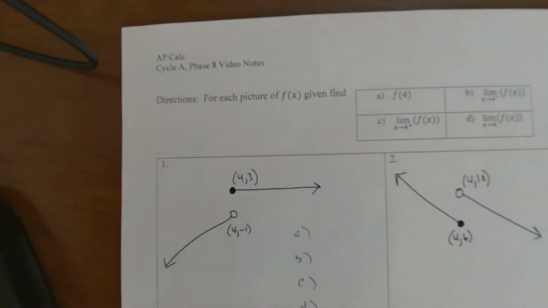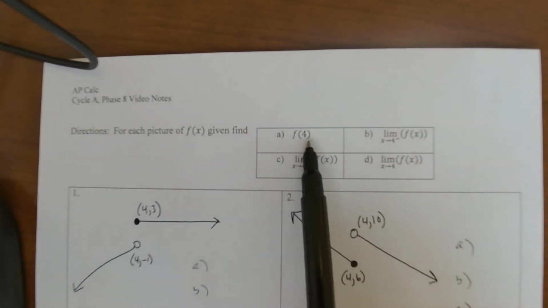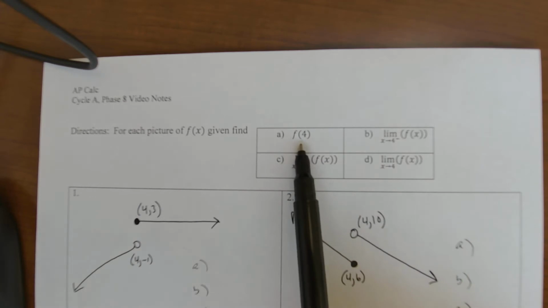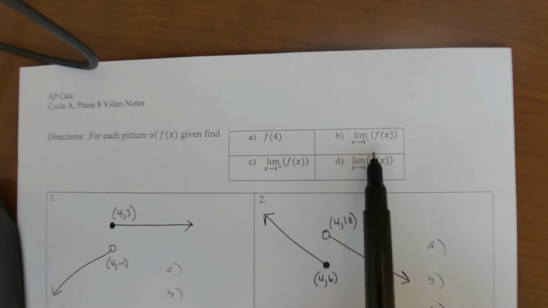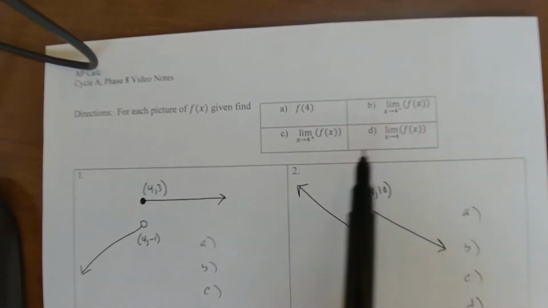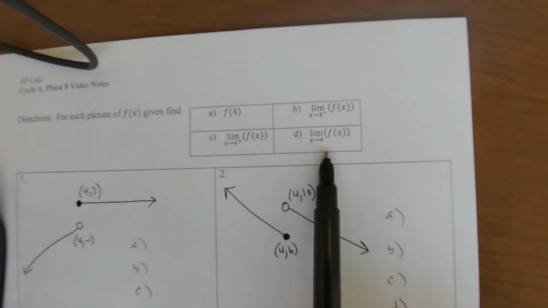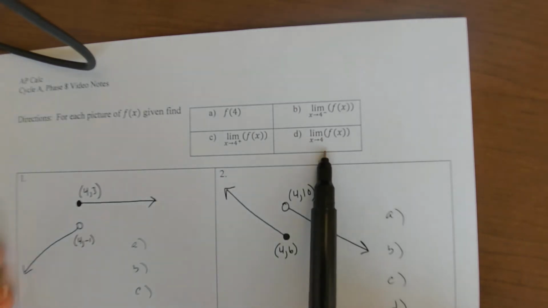Phase 8 video notes. So the directions for each picture of f of x given, find f of 4. Okay, so this means the actual function value at 4, which means when x is 4, what's y? Part B, the limit as x approaches 4 from the left of f of x. C is from the right, and then D is just the limit. Not from the left or right, but just the limit, which basically means approaching from both left and right.